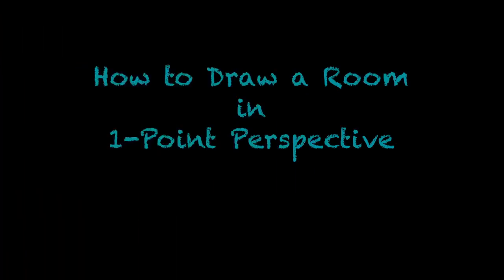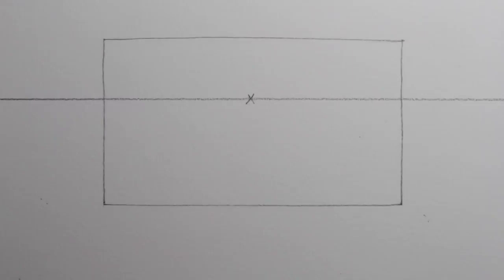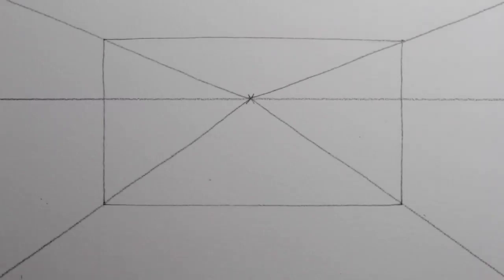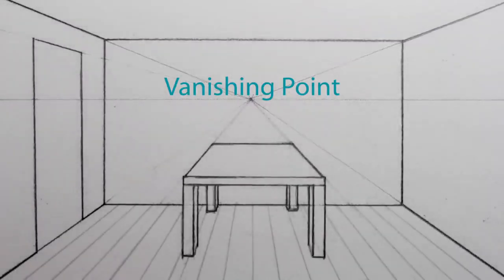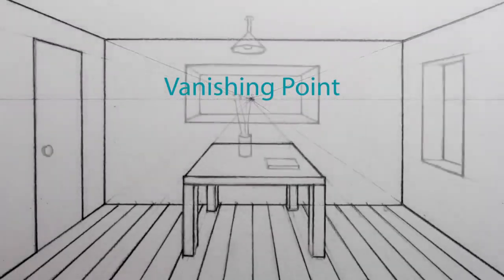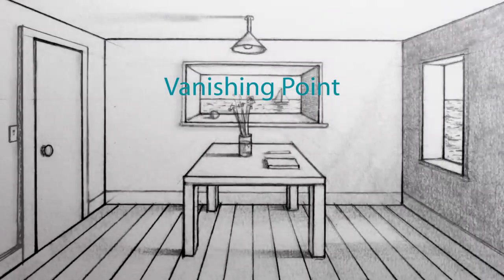How to Draw a Room in One-Point Perspective for Beginners. In one-point perspective, two parallel lines which are going towards the vanishing point will look like if they continued they'd actually meet exactly at the vanishing point, and the vanishing point is always on the horizon line.